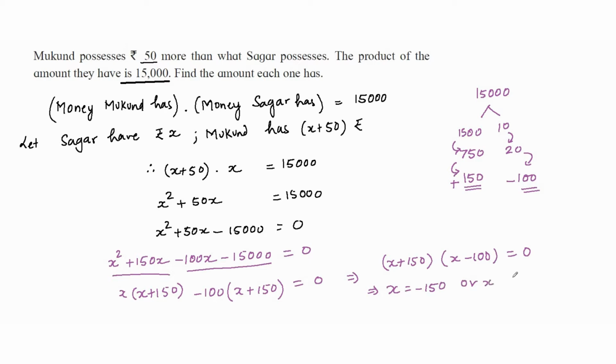which implies X is either negative 150 or X equals 100, and therefore the money that Sagar has is rupees 100. It cannot be negative 150, since the money possessed cannot be negative, so we discard this particular solution. You will have to mention it, and therefore X is equal to 100. So Sagar has rupees 100, and Mukund has 50 more than what Sagar has. Therefore, Mukund will have rupees 150. This is the money that both of them have.